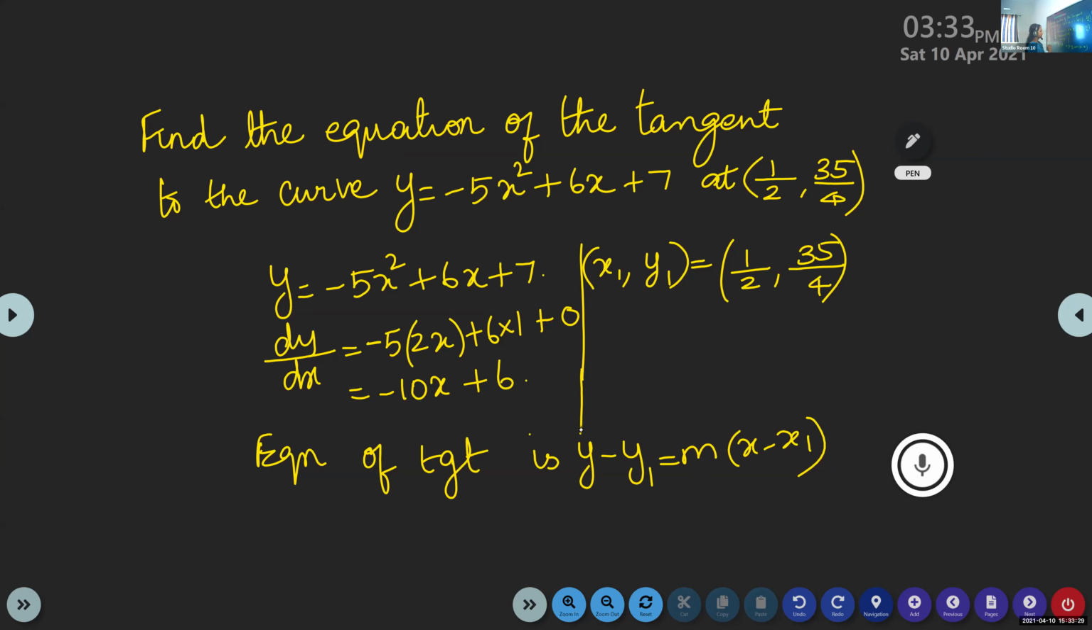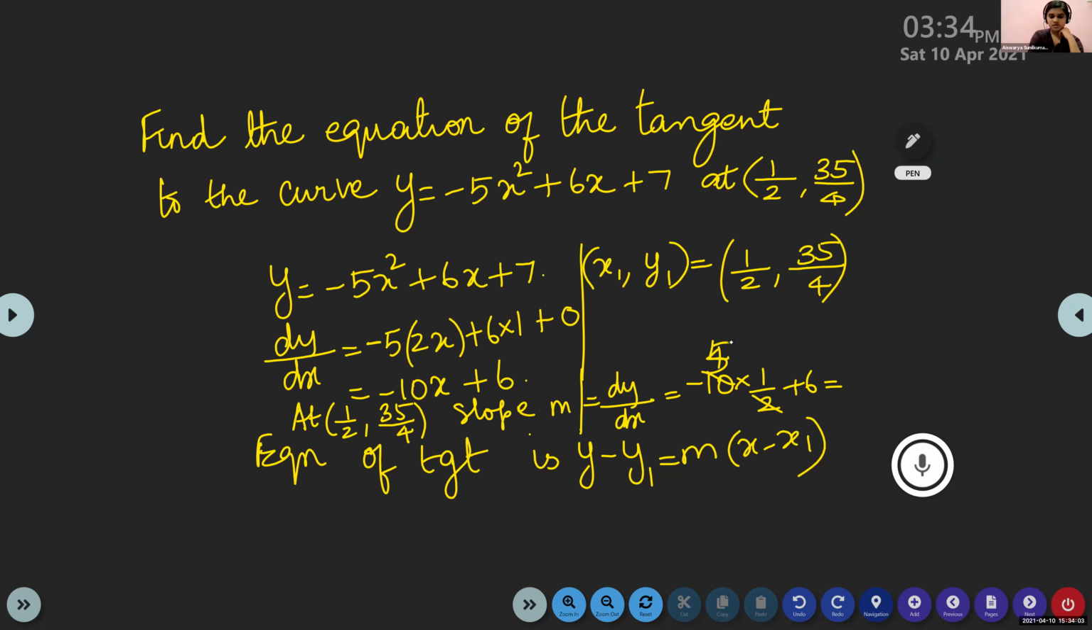Now the point is given, isn't it? At the point 1 by 2 comma 35 by 4. The slope m is equal to dy by dx, so we substitute the value of x, 1 by 2, into minus 10x plus 6. So what will be the slope? m is 1.